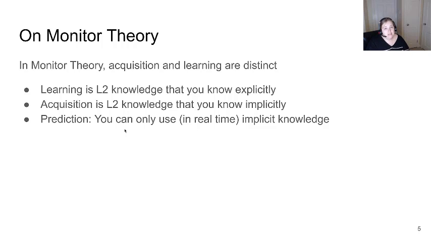And this is what monitor theory suggests is the shortcoming of explicit information, that it requires time to access it. Whereas implicit knowledge, things that we've acquired, are just there. This is the distinction, okay?